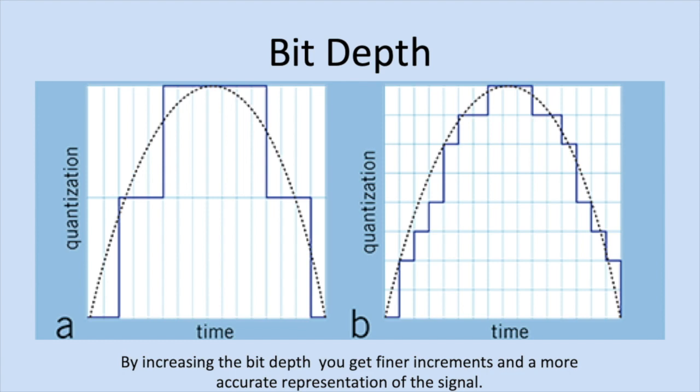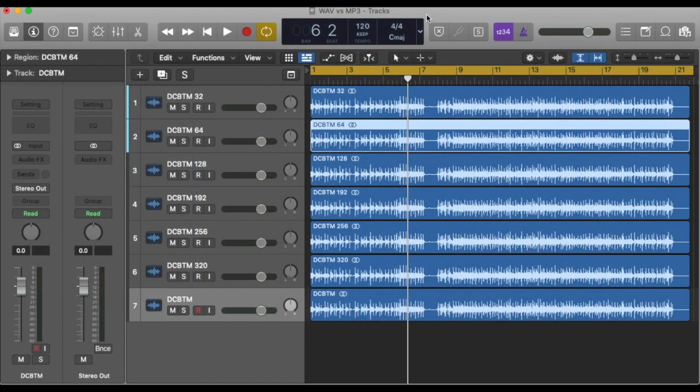So we see from these two graphs, on A, we've got a lower bit rate, a lower bit depth, and on B, we've got a higher bit rate, a higher bit depth. So by increasing the bit depth, you get finer increments and a more accurate representation of the signal.